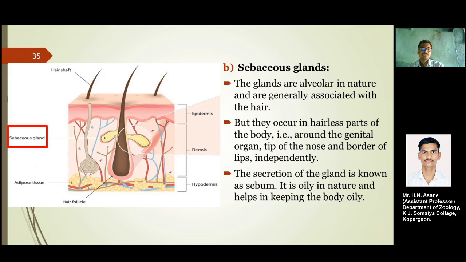As you can see in the picture, I have bracketed the sebaceous gland location. In general it lies in the dermis region, located with the hairs, and the secretion of the gland is known as sebum. It is oily in nature and helps keep the body oily, that means keeping the skin oily.